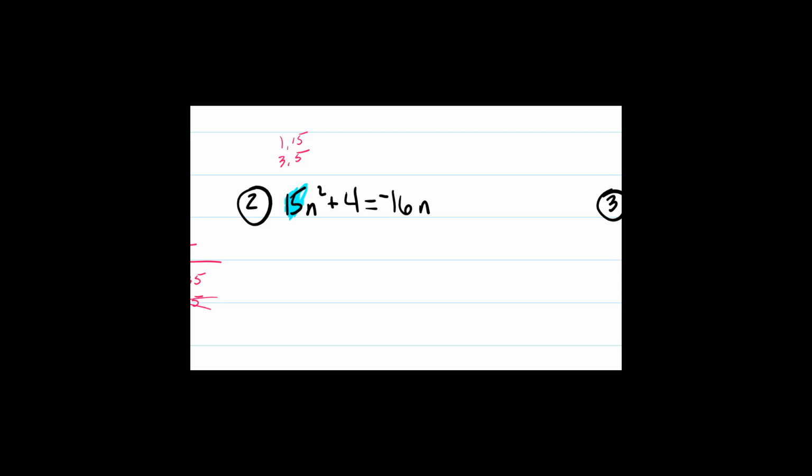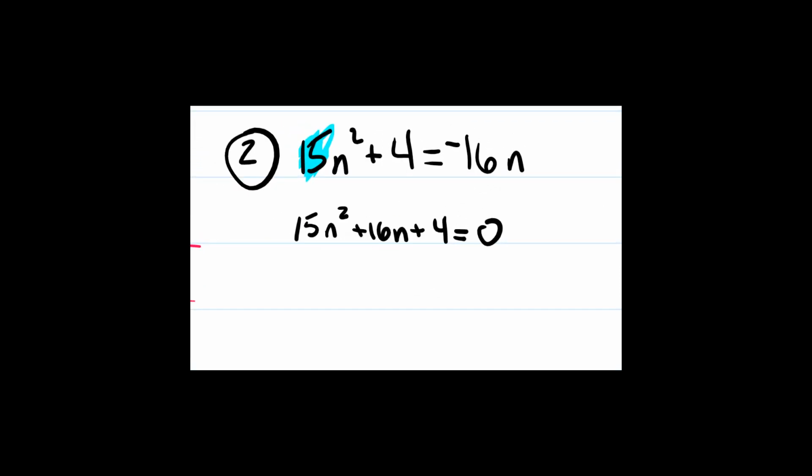So again, we'll start this the way we usually do. We'll get everything set equal to 0, making our a term positive, and writing it in standard form. So we'll do all of this first. Now, again, I'm going to look in two places here. I'm going to look first at my c value, and that's positive.